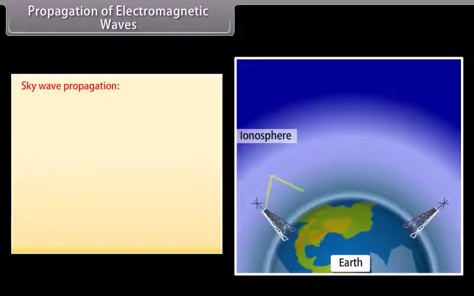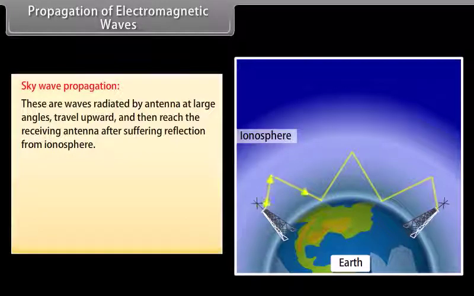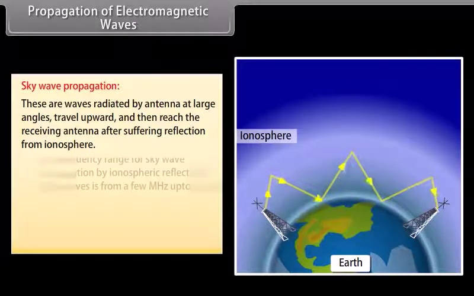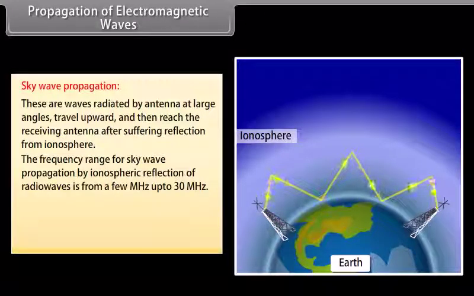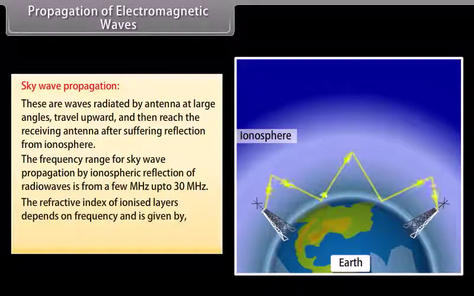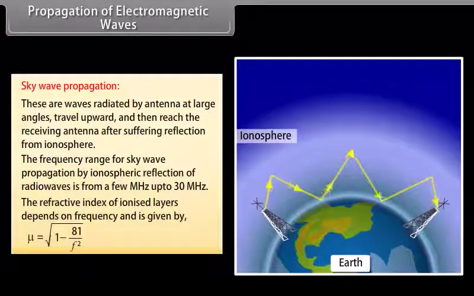Sky wave propagation. These are waves radiated by an antenna at large angles, travel upward and then reach the receiving antenna after suffering reflection from the ionosphere. The frequency range for sky wave propagation by ionosphere reflection of radio waves is from a few megahertz up to 30 megahertz. The refractive index of ionized layers depends on frequency and is given by under root 1 minus 81 upon f square.